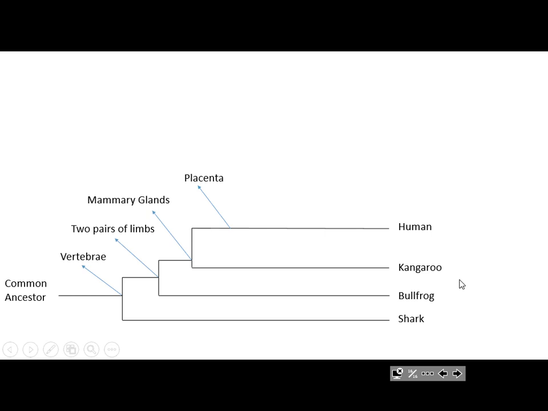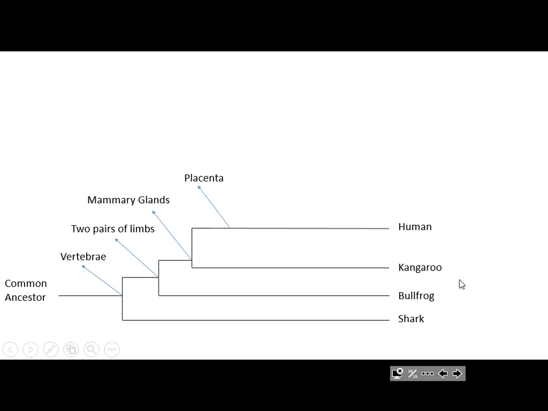What do you think are the 2 most closely related organisms on this? Okay, what do you think the most closely related are? Jonathan? The kangaroo and the human, because they've got the most things alike, right? They both have vertebrae. They both have 2 pair of limbs. They both have mammary glands, right? What's the only thing they don't have? Okay? The kangaroo doesn't have a placenta, does it? The human does.